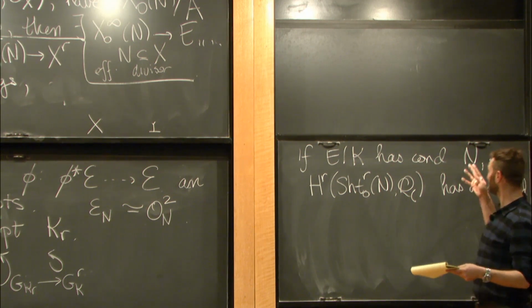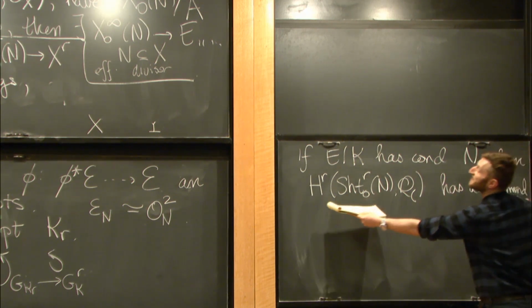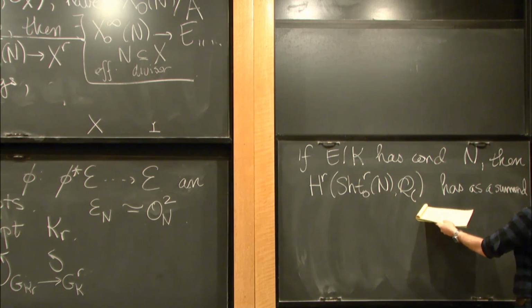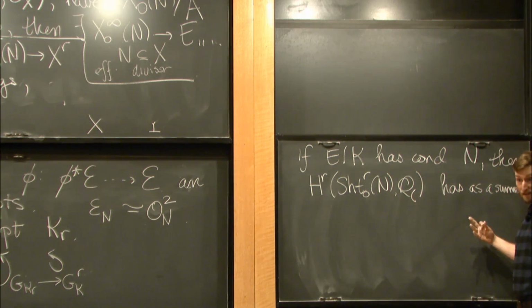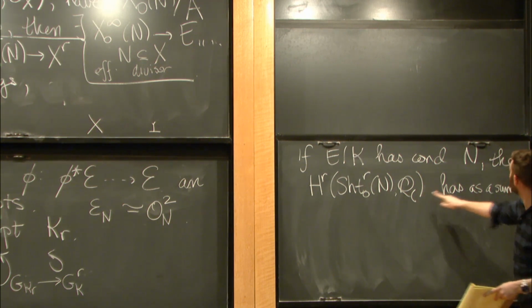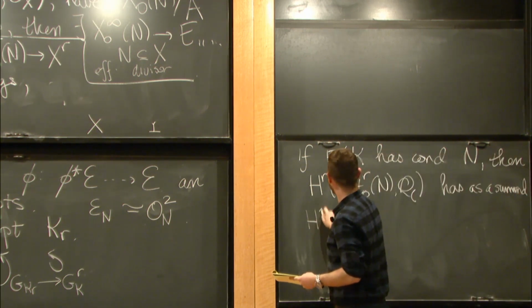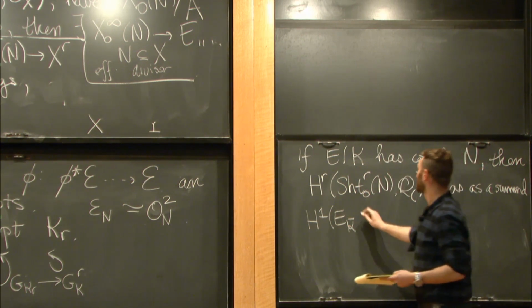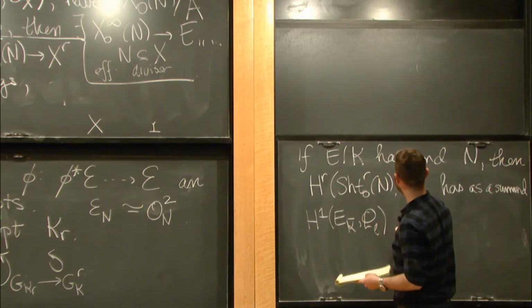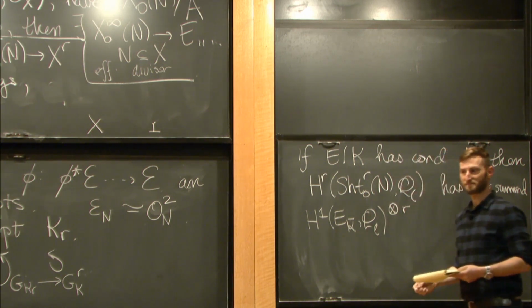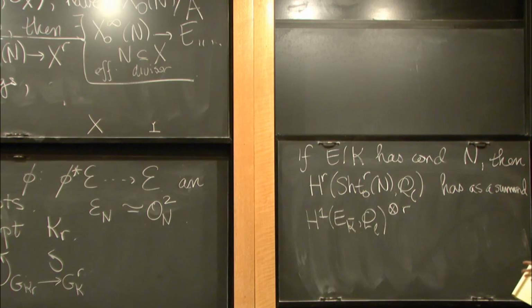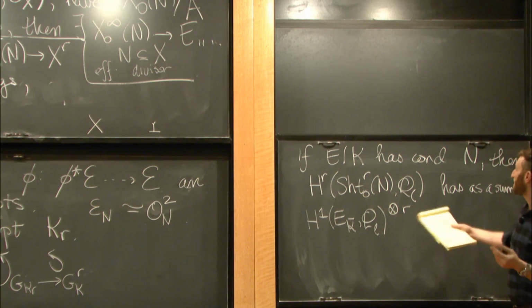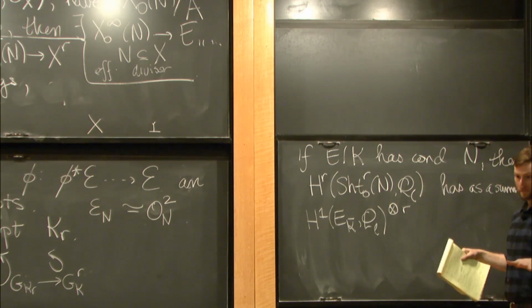And it's not hard to see, given what is known about the cohomology of this, owing to Drinfeld and Lafforgue, that this contains as a summand the R-th tensor power of the cohomology of E. So I'm going to take E, base change it to K bar, take the cohomology over Q_l, and then tensor this with itself R times. In doing so, I obtain a vector space of dimension 2^R with an action of R copies of the Galois group. And this is a summand of this.